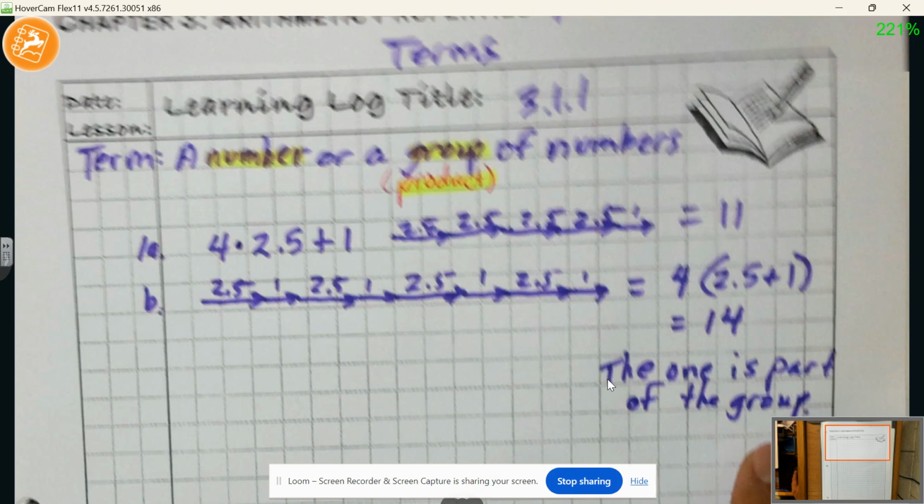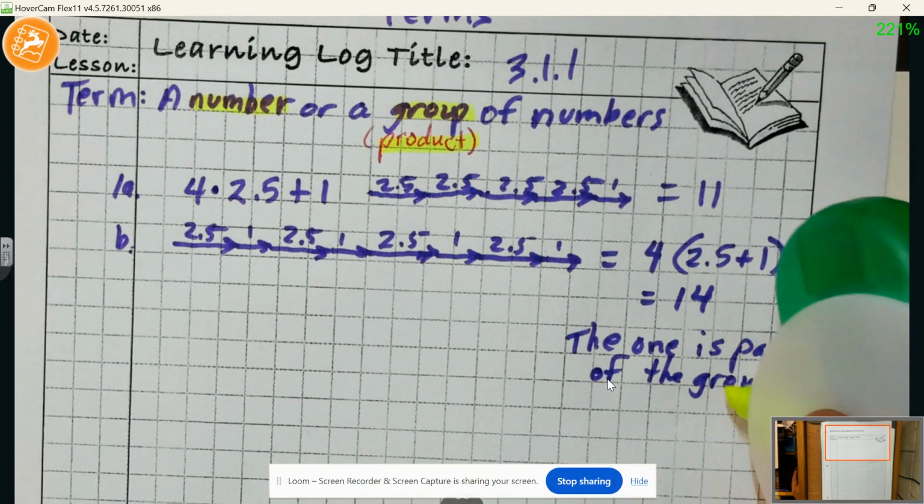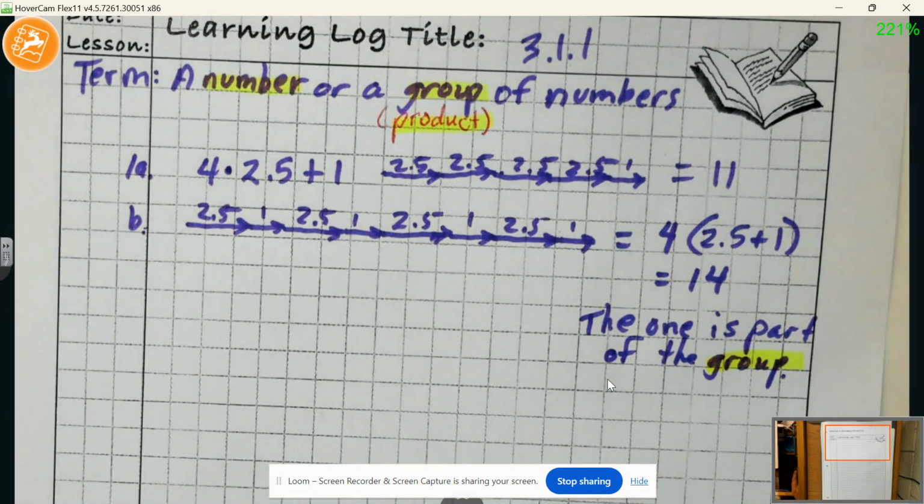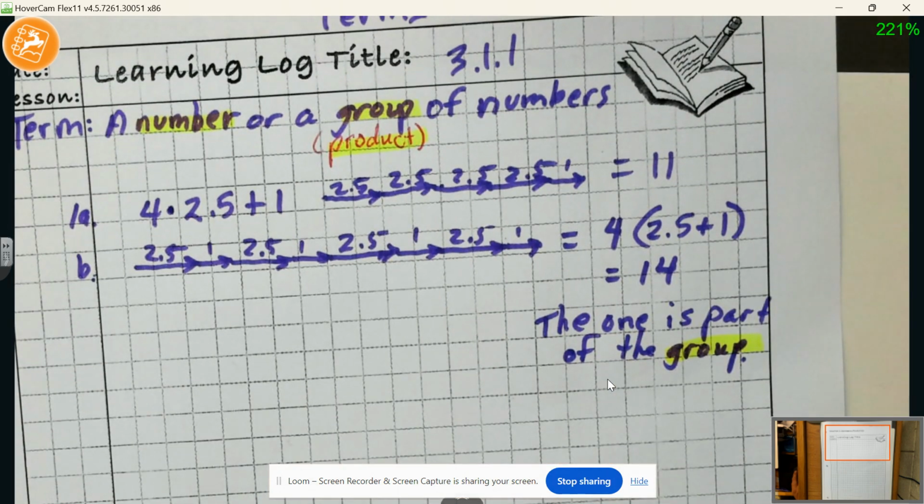In other words, it's part of the product. Okay, so let's put that connection right there. So 1 is part of the product. In this case, the 1 is not part of the product.